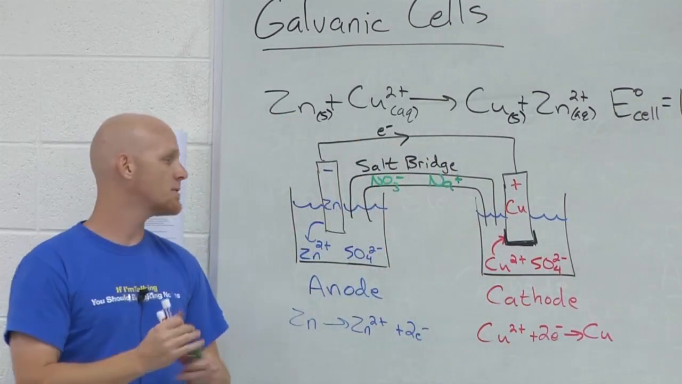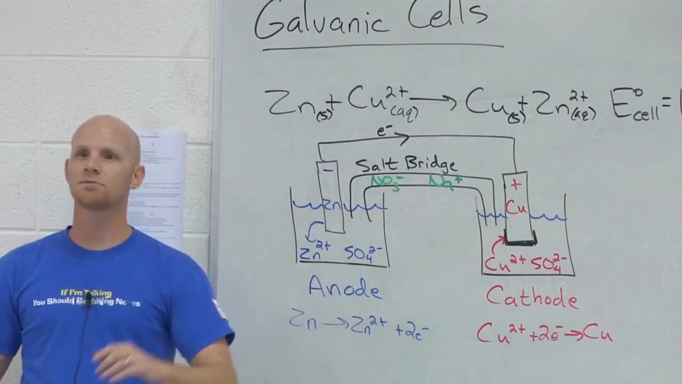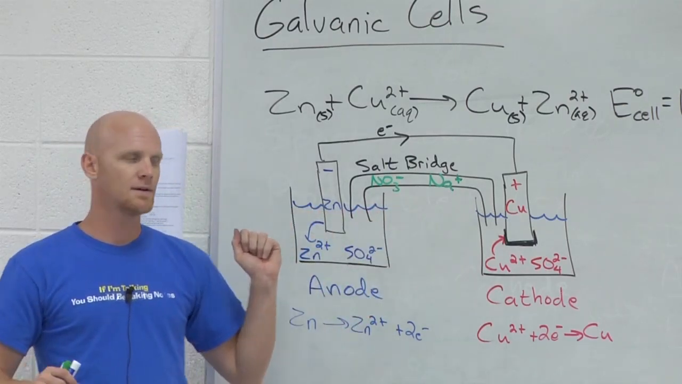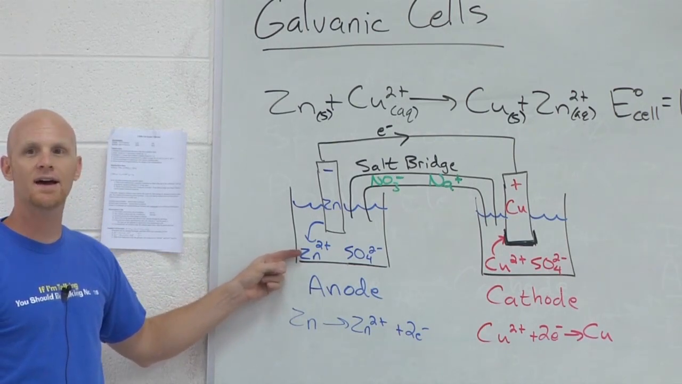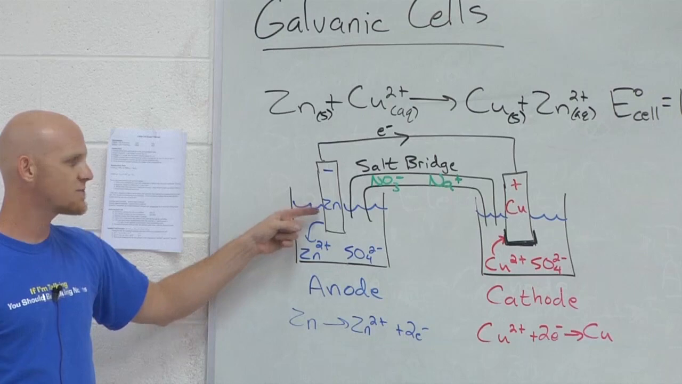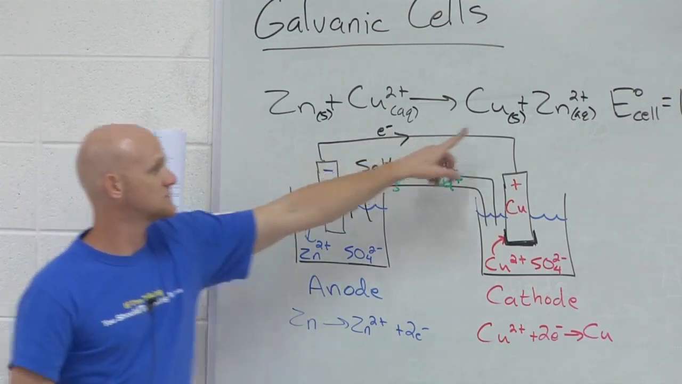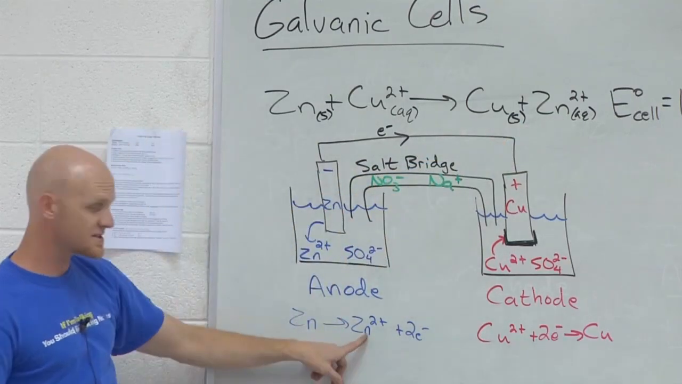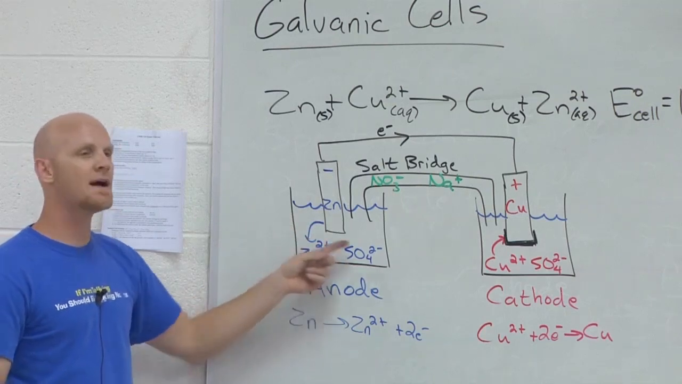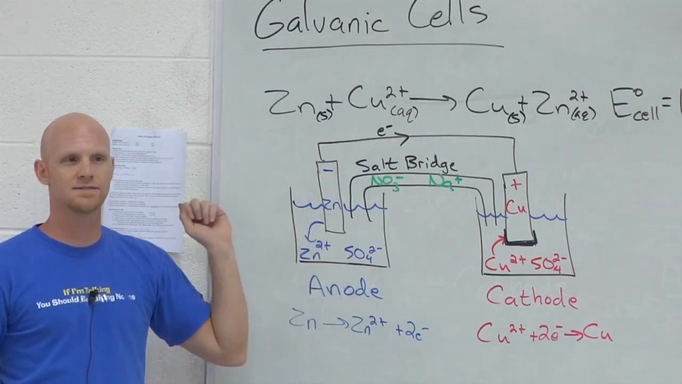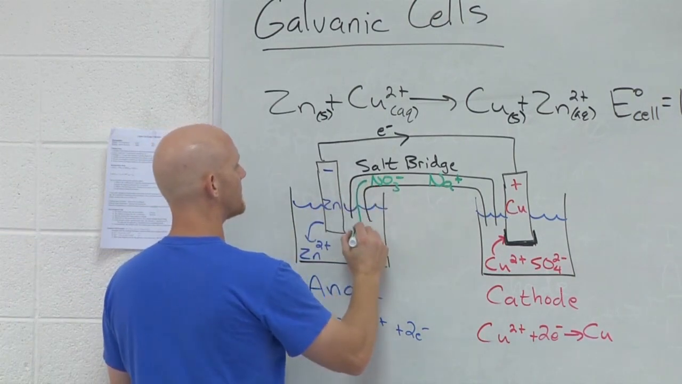And so the solution's got both cations and anions. For every positive charge, there's a negative charge, and it's perfectly balanced out. But we've got a problem. What's going to happen to the concentration of cations, positive charges, as this reaction proceeds? Well, we're producing more and more zinc 2+ as this reaction goes. So we're going to get more cations, and we'd have an imbalance. There'd be more cations than anions as this reaction goes. The salt bridge keeps that from happening.